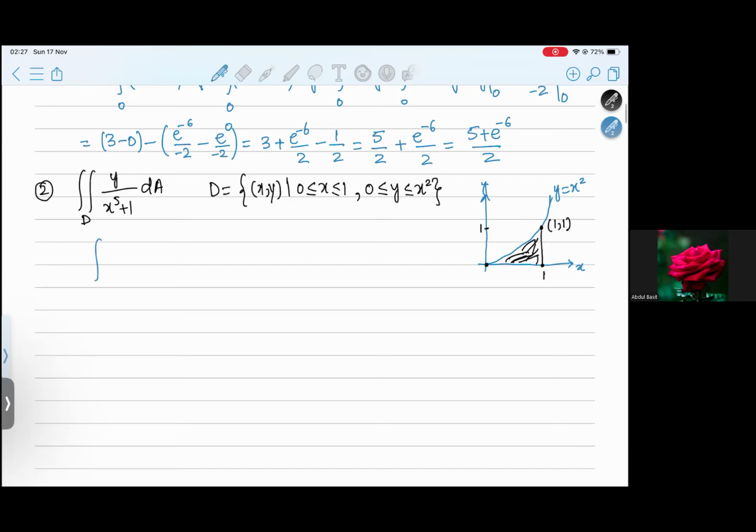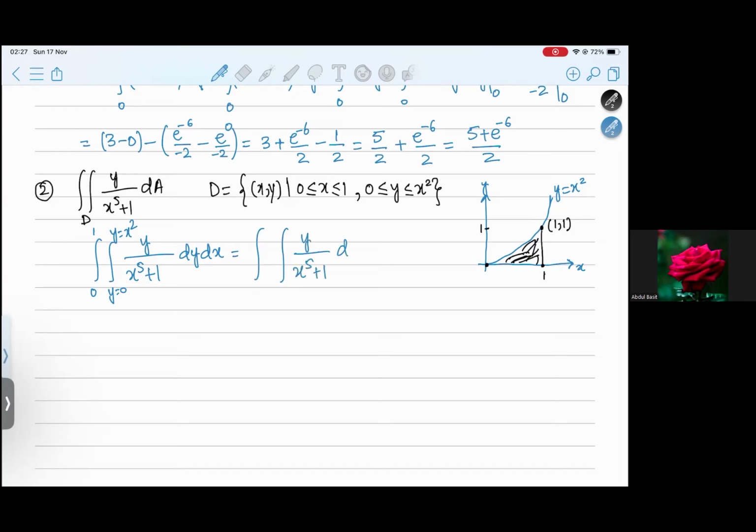So my integral will have x's limits outside and y's limits will be y is equal to 0 and y is equal to x square. The integral will be y over x power 5 plus 1 with respect to y and with respect to x.